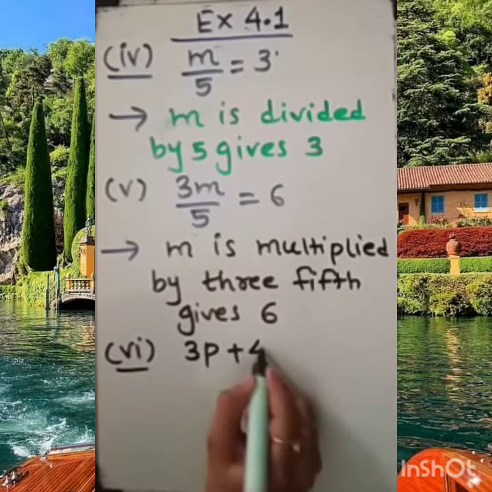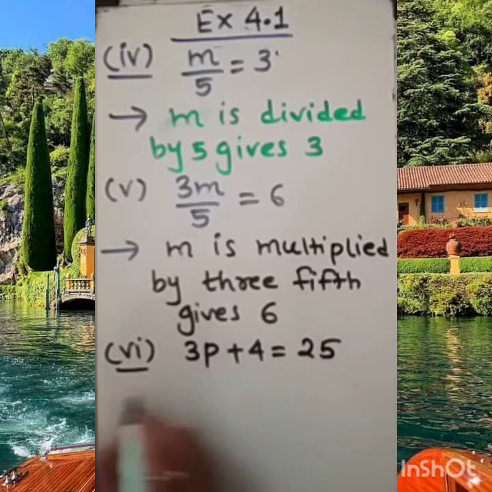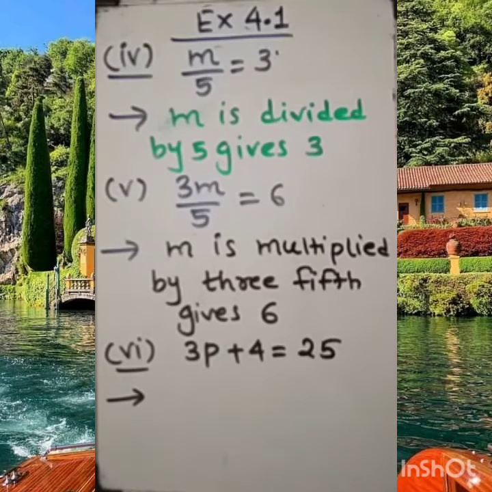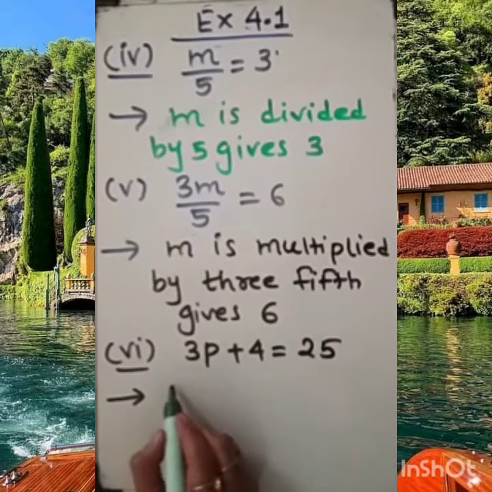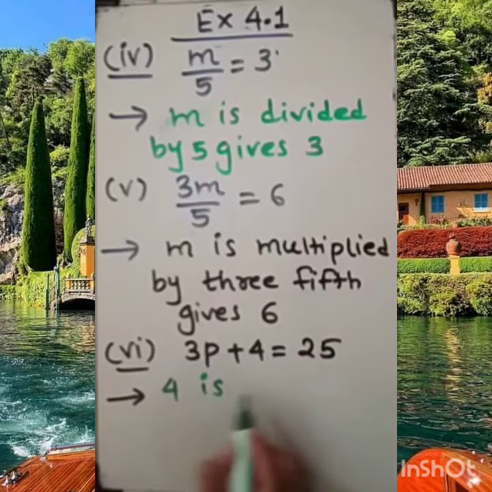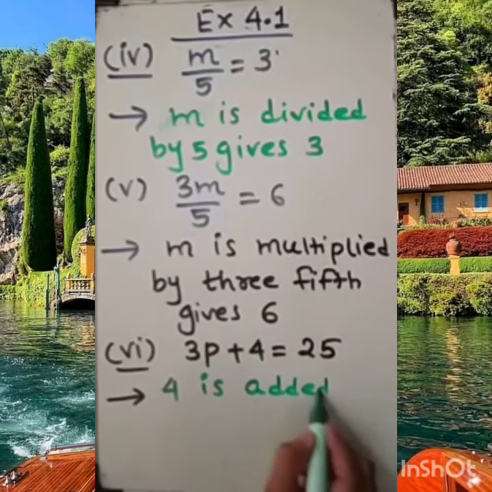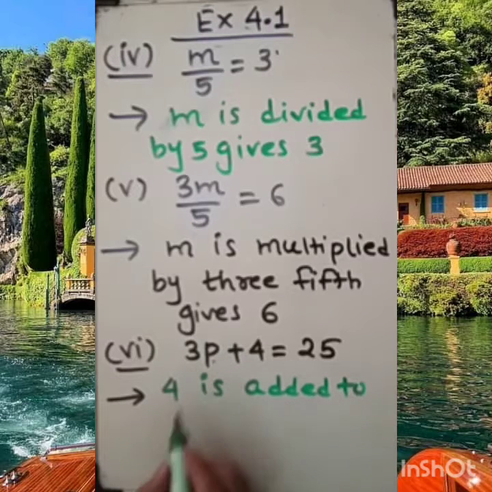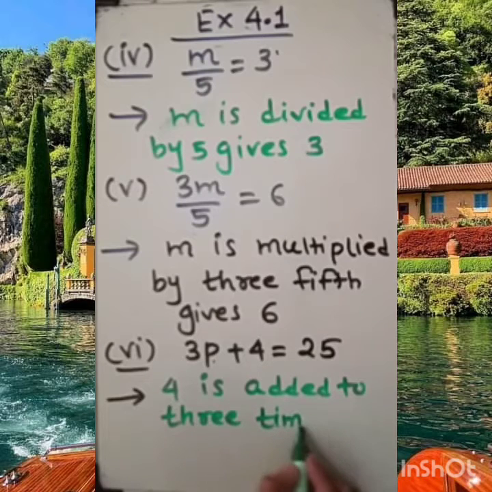One more I am choosing, which equation we are given next: 3p plus 4 equal to 25. So I need to write this equation in a statement form this way. 4 is added to 3 times p. 4 is added to 3 times p gives 25.